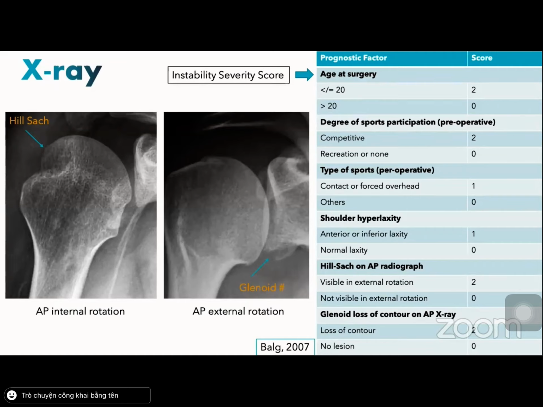In fact, there are radiographic criteria in the instability severity score, which is used by orthopedic surgeons to decide whether the patient goes for arthroscopic repair or open surgery such as the Latarjet procedure.